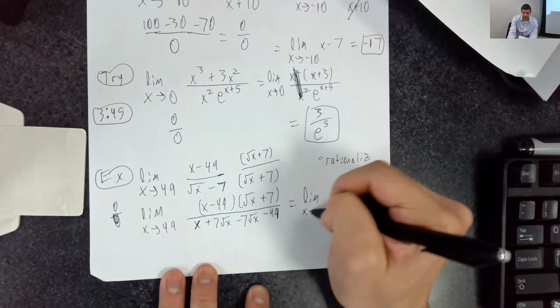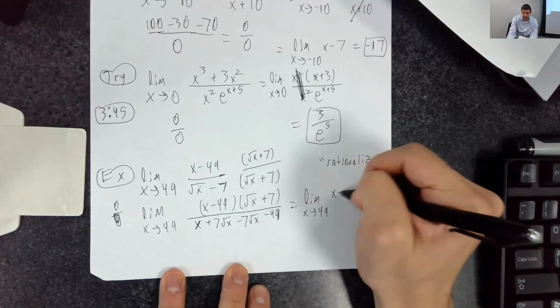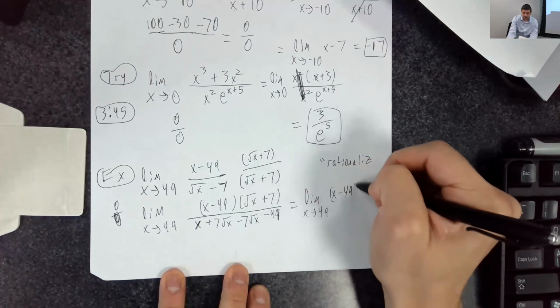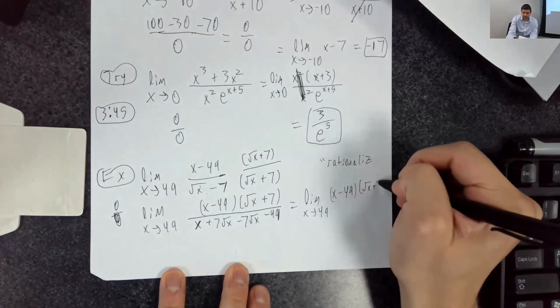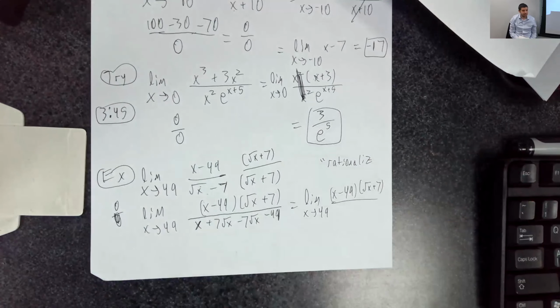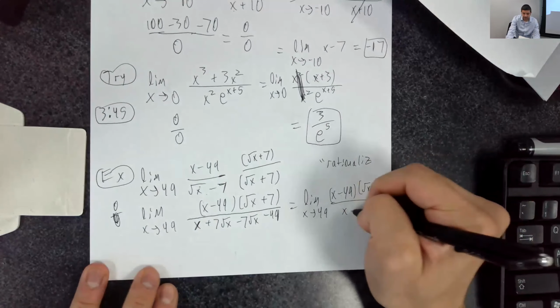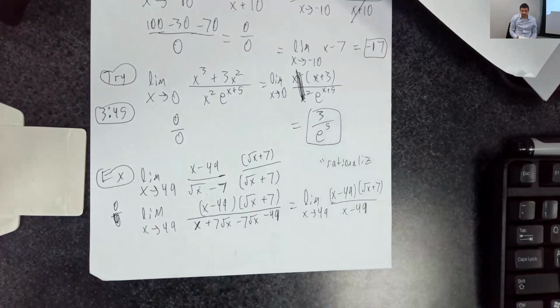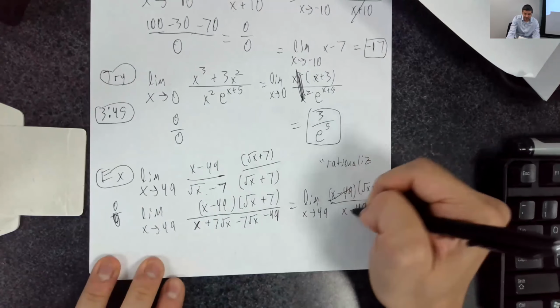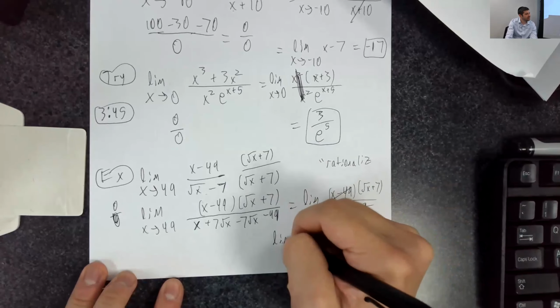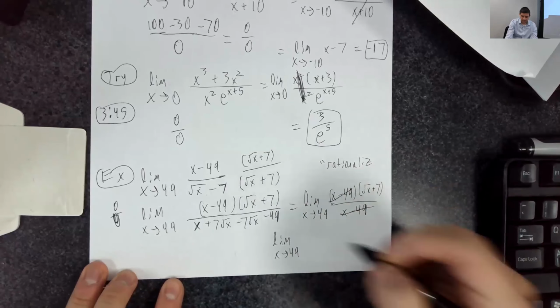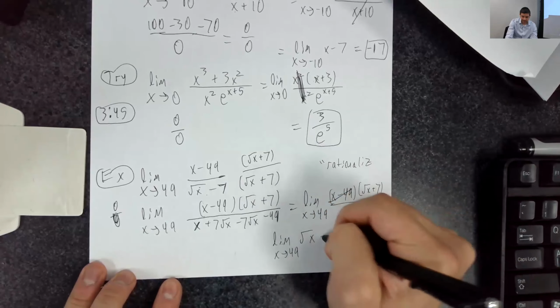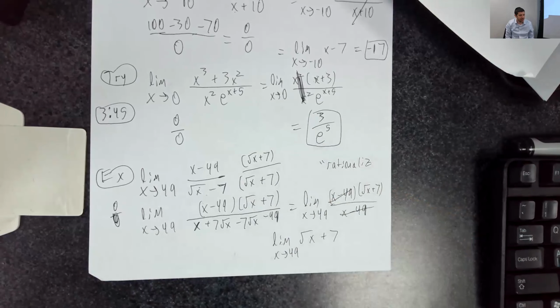Limit as x goes to 49. X minus 49, radical x plus 7. Could I simplify the denominator? Yeah, Matthew. X minus 49. Good, x minus 49. And what could I do with that? Right, Selena? What cancels out? So what am I left with, Selena? Square root of x plus 7. Right, square root of x plus 7. That's right.